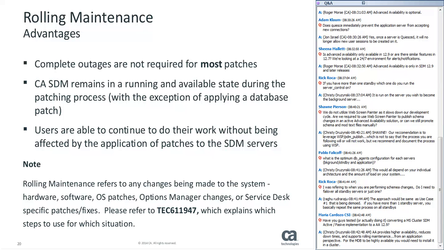The users are able to continue to do their work without being affected by the application of patches to the Service Desk servers. As a quick note, when we say rolling maintenance, we refer to any change being made to the system, whether it's hardware, software, OS patches, options manager changes, or Service Desk specific patches or fixes that you would use Apply PTF for. We have a tech doc out there, and I've put the number up here, tech 611947, that explains which steps to use for which particular situation.